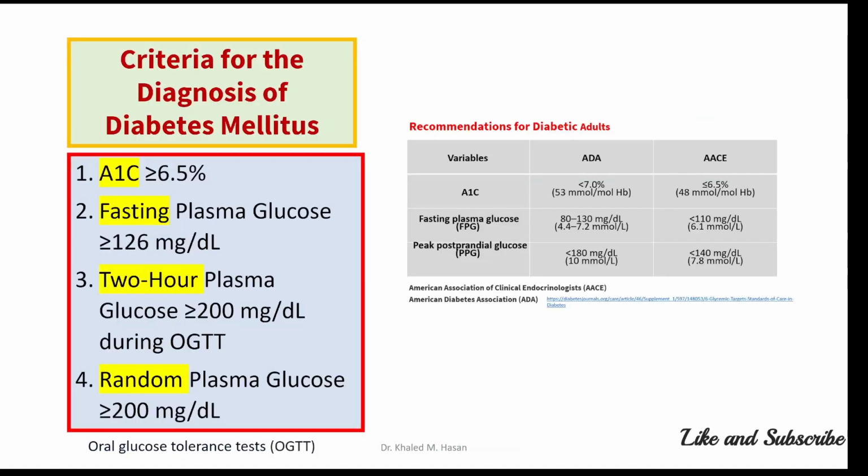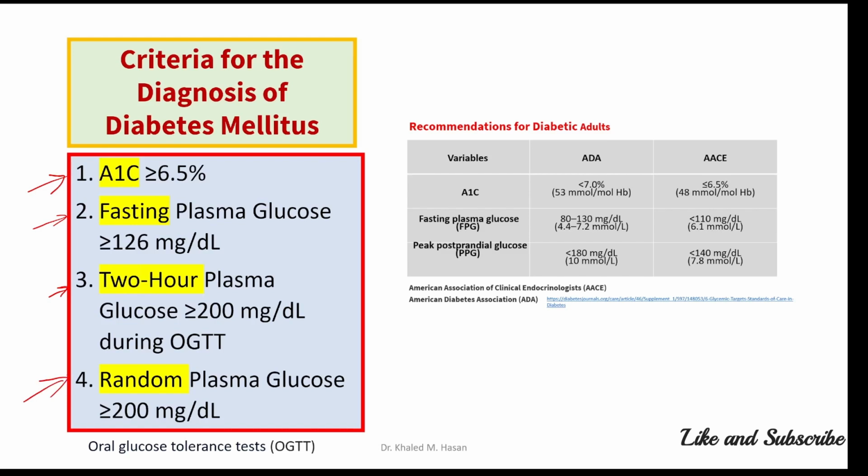How can we diagnose a patient with diabetes? This is the criteria for diagnosis of diabetes mellitus: glycosylated hemoglobin A1C more than 6.5, fasting blood glucose more than or equal to 126 milligram per deciliter, 2-hour glucose more than 200 milligram per deciliter, and random blood glucose more than 200 milligram per deciliter.